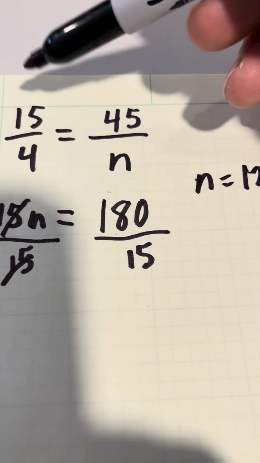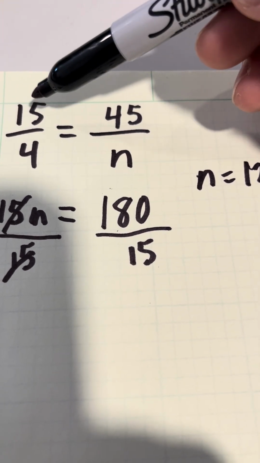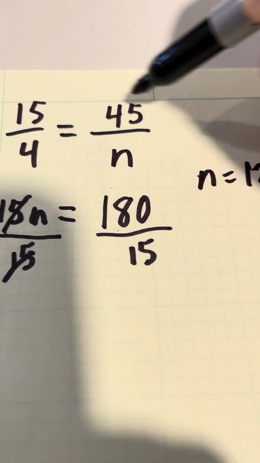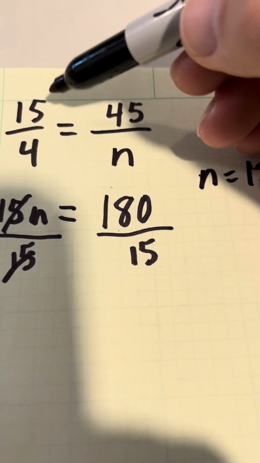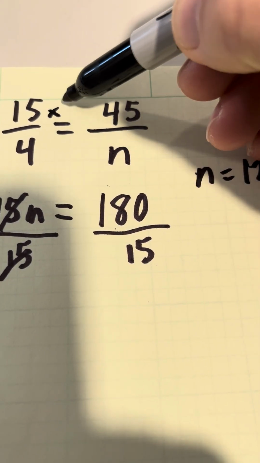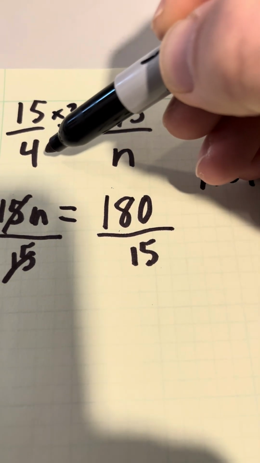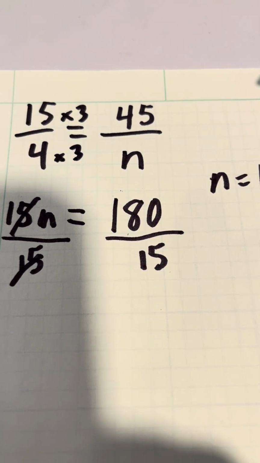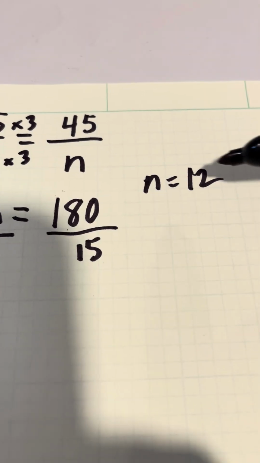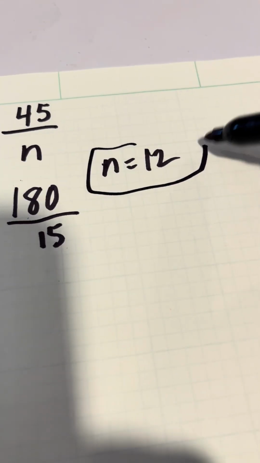Now the other way you could do this is if you can look at it and kind of figure out, oh, well, how did I get from 15 to 45? What did I multiply by? Not what did I add by? What did I multiply by? Well, I multiplied by 3. And if I multiply the top by 3, I got to multiply the bottom by 3. And that would also give me 12. Okay, so there's how we got number 5. Should have got n equals 12.